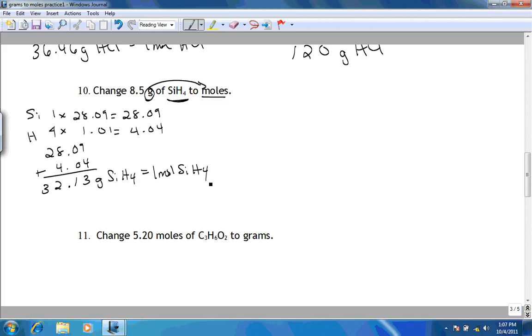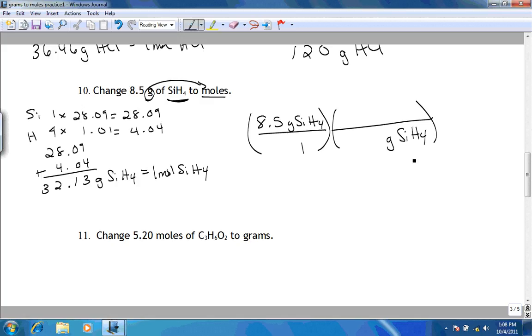Now that we have our conversion factor, we can actually do the conversion itself. So we're going to take the number that we're wanting to convert, and we're going to put that over 1. We have grams of SiH4 on the top, so we're going to put grams of SiH4 on the bottom of the next one. You notice that 32.13 grams goes with that unit on the same side of the equation. And that equals 1 mole, so that's going to be on the opposite side of the line. We wanted the grams on the top and the bottom so that way they can cancel out. Anything divided by itself is 1 and it goes away.